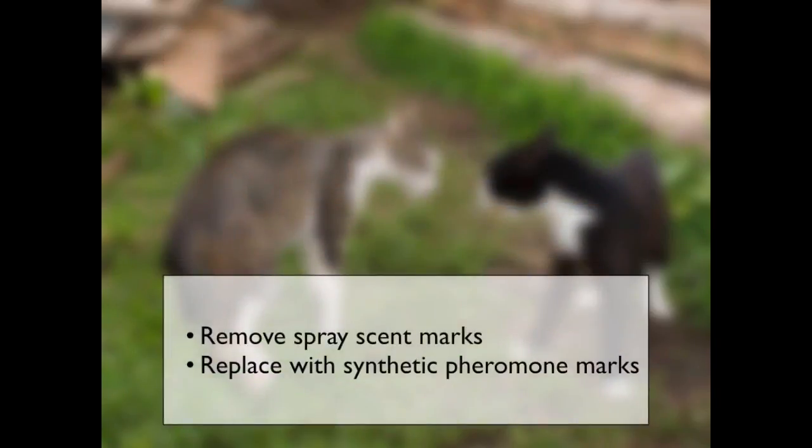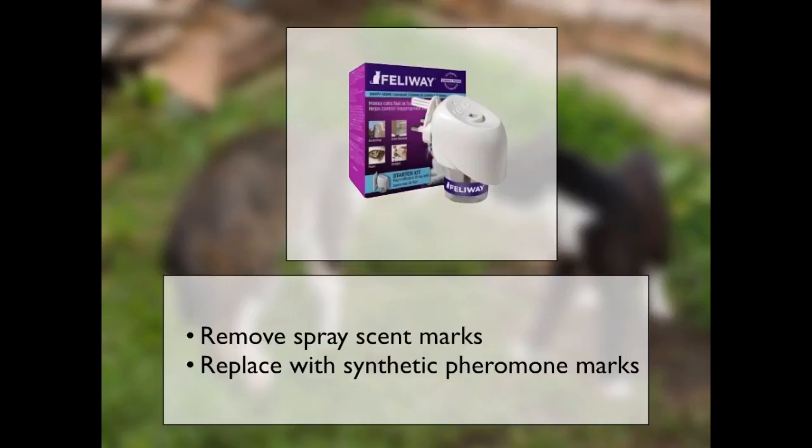The other thing we have to deal with is removing spray marks, and there is much more information on that on the WikiVet pages, how to go about cleaning and removing the spray scent marks. But once they're removed, they have to be replaced with something else. And normally within the core territory, cats would use facial and flank marks to indicate that this is a safe area, and we can take advantage of this by providing high levels of synthetic equivalent pheromone marks in the form of products like Feliway.